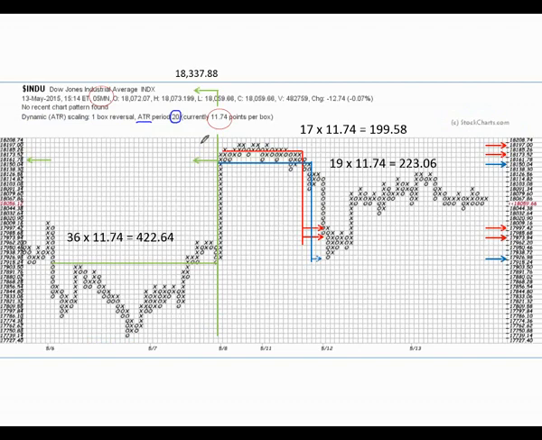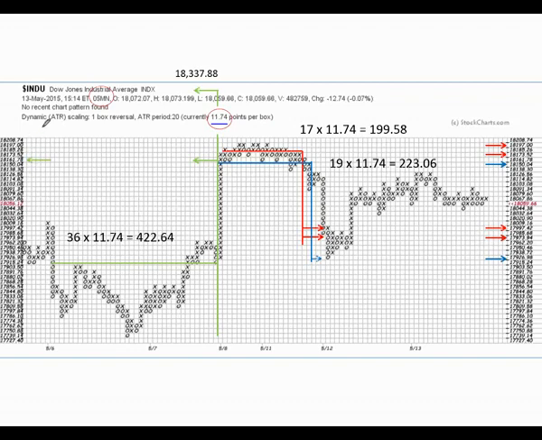So here what I've done is I've done a 20 period dynamic scaling, ATR scaling, using 5-minute data. So it's 20 periods at 5 minutes, and it calculated the box size to be 11.74 points per box. So when you look at the scaling on the left and on the right, those are 11.74 points apart.